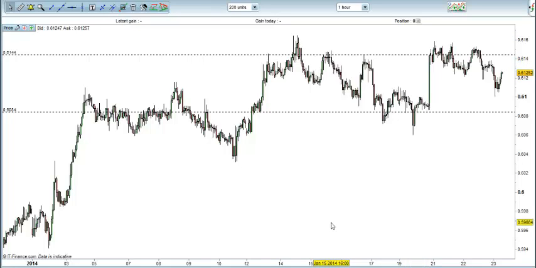So that's just a quick video on how you can use the lower time frames to find better entry areas to lower your risk in trading.